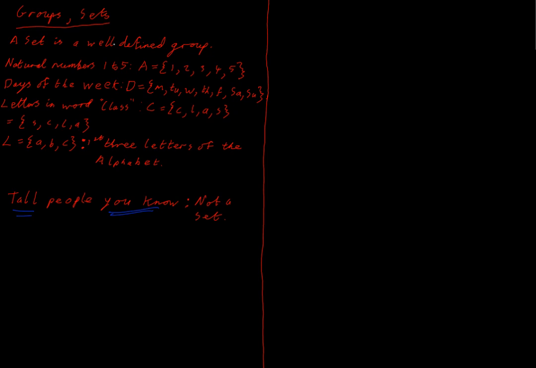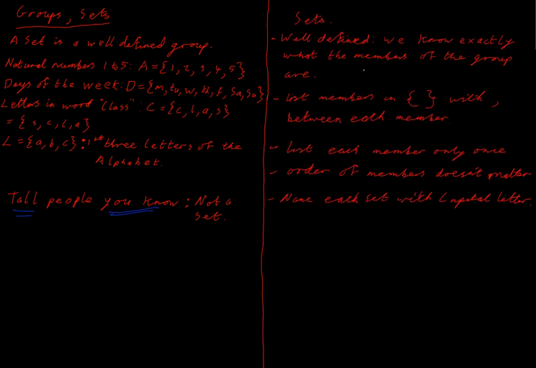So what we've done now is we've looked at our definition of a group, and now we're going to write out a few key characteristics that we've got for a set, a well-defined group. So we are back and we have sets, and we're going to talk about all of the things we've learned here. A set is well defined. We know exactly what the members of the group are. In our sets, we're going to list our members inside of our curly brackets, our squiggly brackets, with a comma in between each member. We're going to list each member only once, just like we did in class.